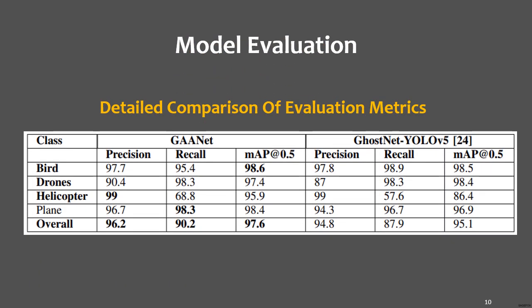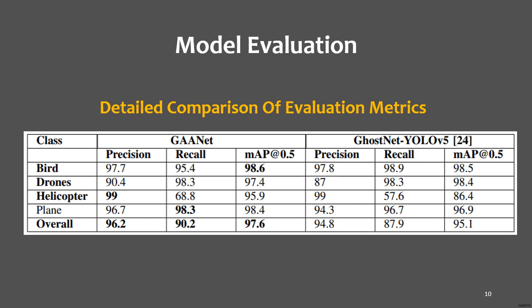Detailed comparison of the evaluation metrics. In this table, we can see the detailed evaluation of both trained models, GhostNet, which is proposed by us, and GhostNet YOLOv5. We performed comparison with respect to precision, recall, and MAP. If we see the GhostNet model, it achieved the highest true positive value of 100% for drones and planes and the lowest true positive of 72% for helicopters.